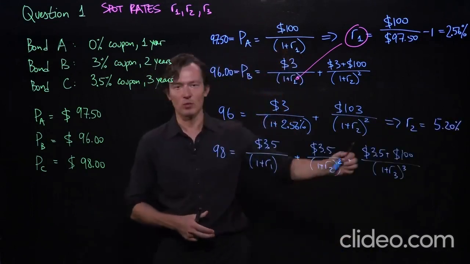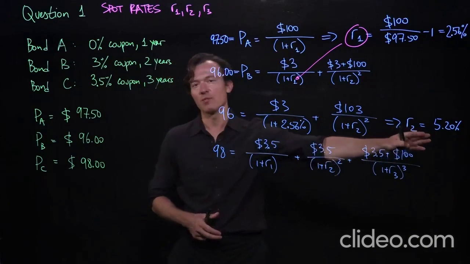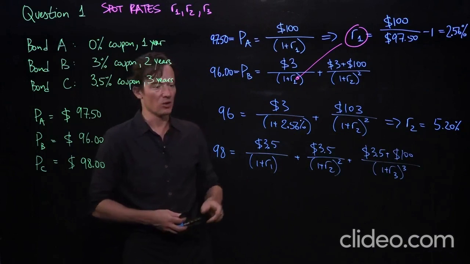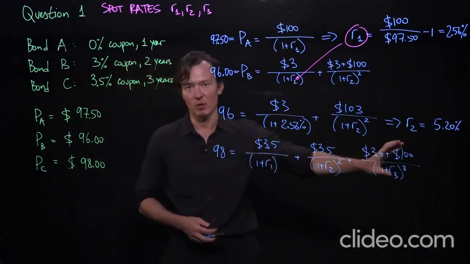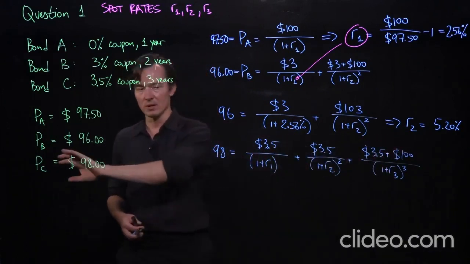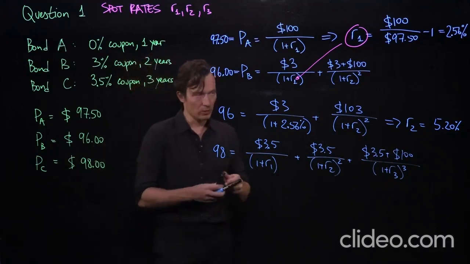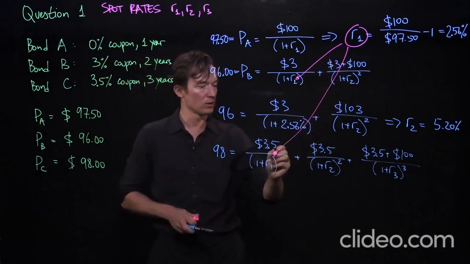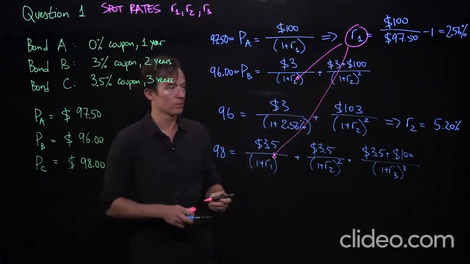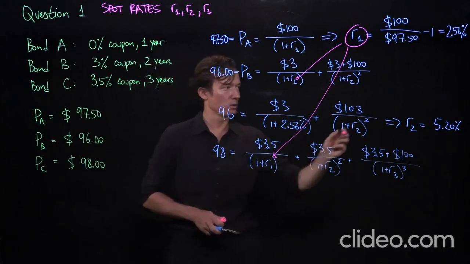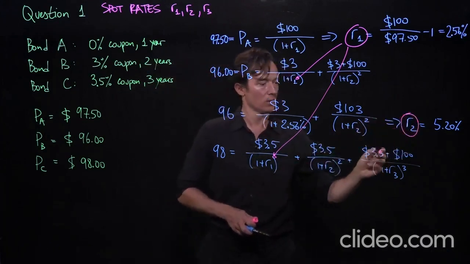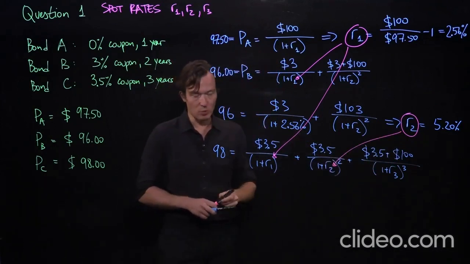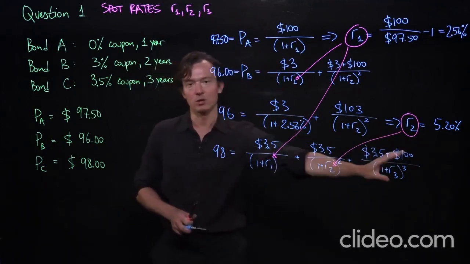I just solved this equation for R2, so R2 equals 5.2%. Now, the last step is to find R3. So I've written down again the bond pricing equation that we had before for bond C. Right now, I will take R1 that we computed before and put it down here. And now I'll also take the new R2 that we found and put it into this last equation as well, at which point this will become just one equation with one unknown.